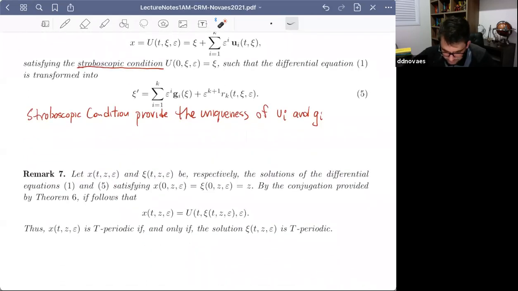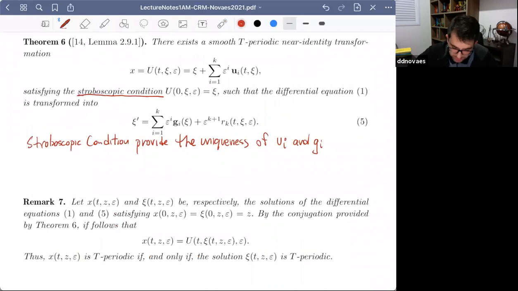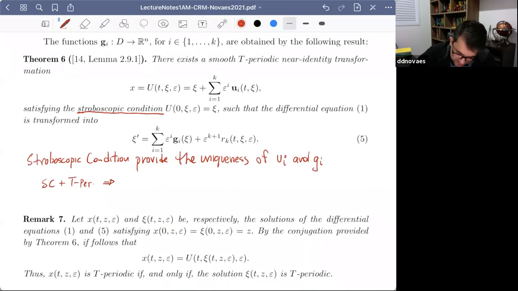Right. Another comment about the stroboscopic condition. The stroboscopic condition, together with the T-periodicity of u, implies that the transformation u of nT, kc, epsilon is equal to kc for every integer n. Okay, that's why it's called stroboscopic.